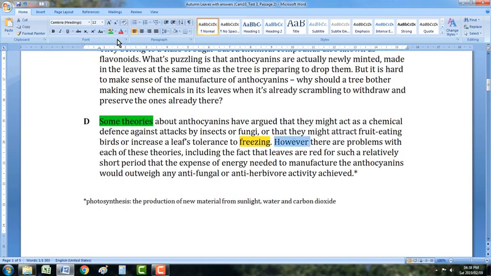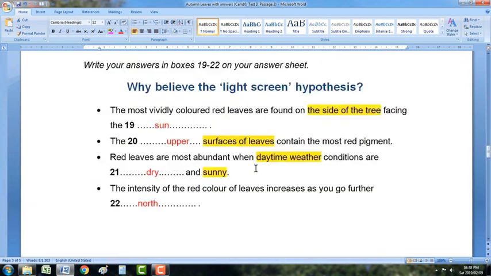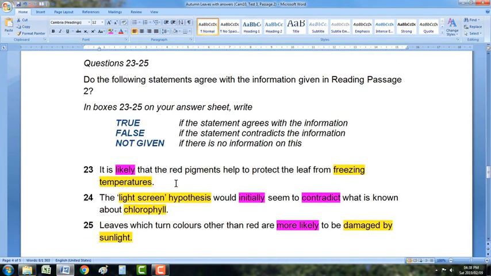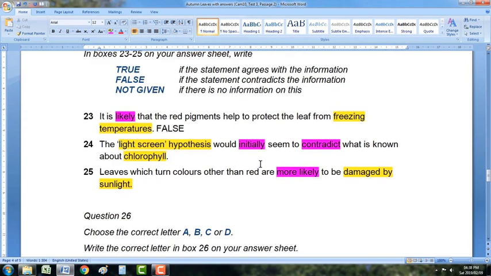But then, this is a super important word. However. I've said it many, many times, however, there are problems with each of these theories. And that's where your answer is. That means it's not likely that these theories are correct, because there are problems with them. So the however gave you the answer. Because there are problems, it's not likely. And that means that must be false. I know, super difficult. Right.